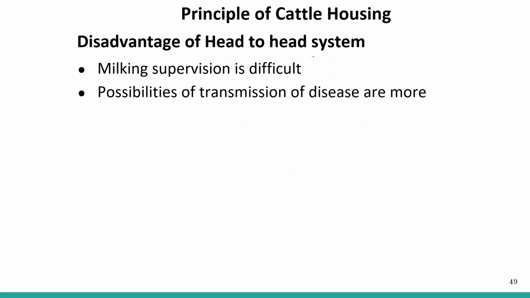But there are some disadvantages to the head to head system, that is, milking supervision is difficult. In tail to tail it is easy, but in head to head it is difficult. Possibilities of transmission of disease are more in the case of head to head, whereas in the tail to tail, transmission of disease is not so frequent.